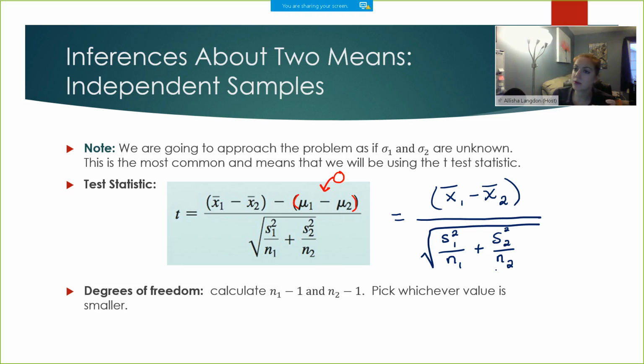So if the first group is smaller, we'll pick that one. If the second group is smaller, we'll pick that one. Okay, so just pick either one. So same idea, subtracting 1 to get the degrees of freedom, but this time we have to do it twice and then pick the smallest.